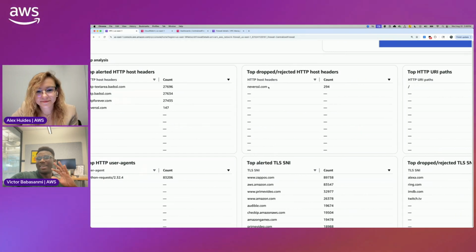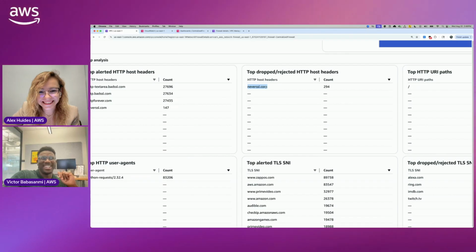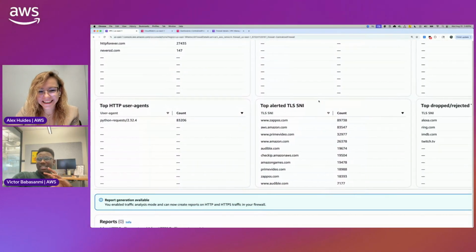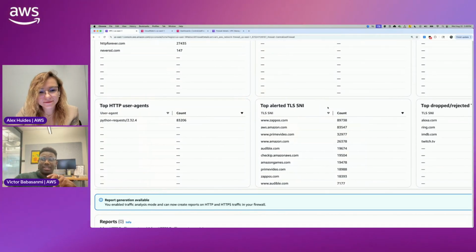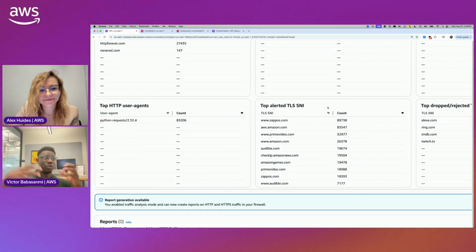So for this, I actually have some EC2 instances sending random traffic to this domain, neverssl.com, and it's all being blocked in my firewall. So all that is being dropped, and you can see that being reported here. So this is the native view, but you may want more information than this, which is why I said it makes sense for you to have your own custom dashboards that you can then have all the visuals you want integrated into.